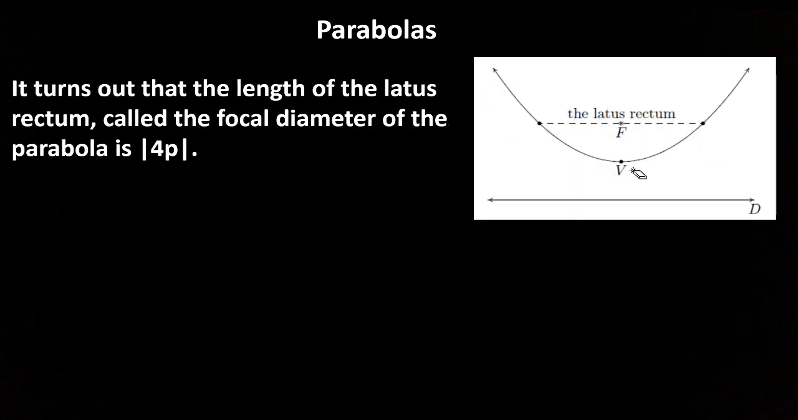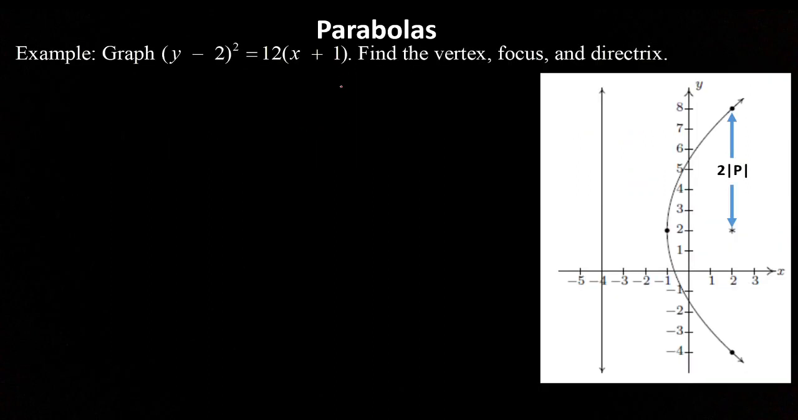So it turns out, I talked about this already, the focal diameter, that's what it's called, is equal to what? Absolute value of 4p. Let's do an example. Now right away, you know y is to the second and x is to the first, so this is a horizontal parabola. Where is the center? Center is at -1 and 2. I mean, not center, vertex. I keep saying center. So vertex is at -1 and 2, right?